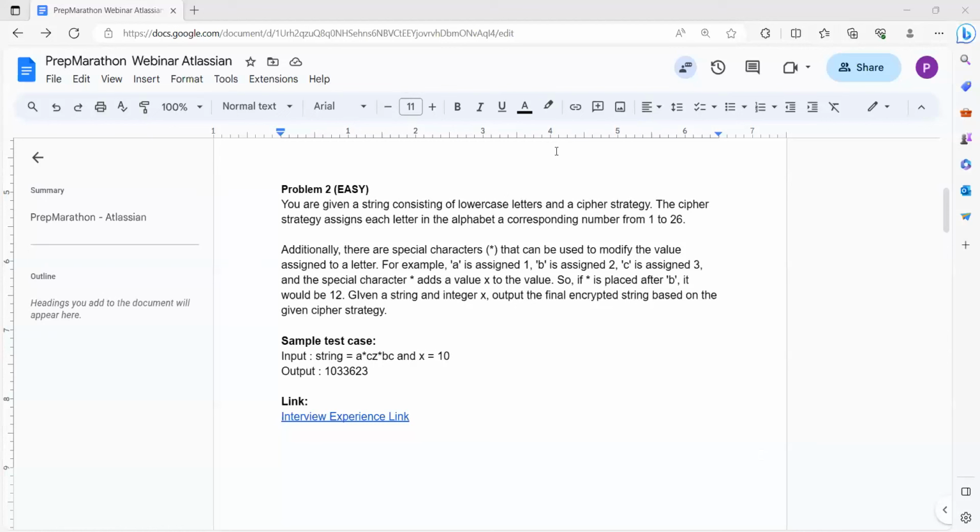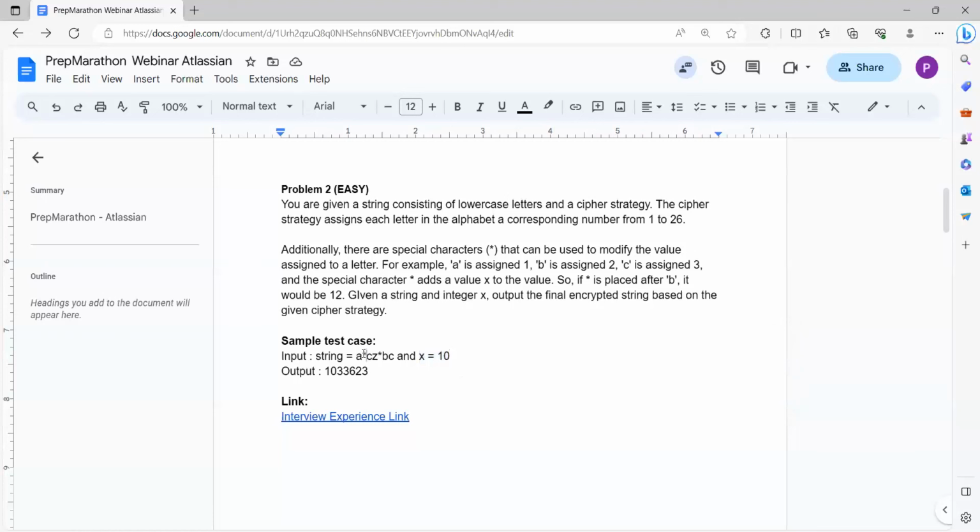Okay. So yeah, we were reading the problem. It is saying asterisk can be present. It is a special character, and whenever it is present, the value of that character is increased by this much, this x. So you are given this x. Suppose you take the first example, where your string is a asterisk c z asterisk b c, and the value of x is 10. That is the value by which you have to change.